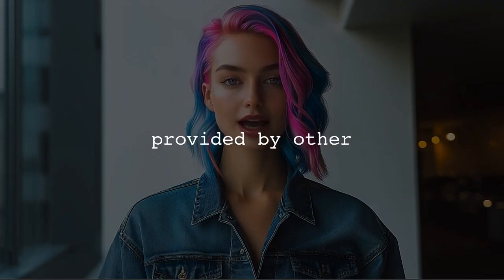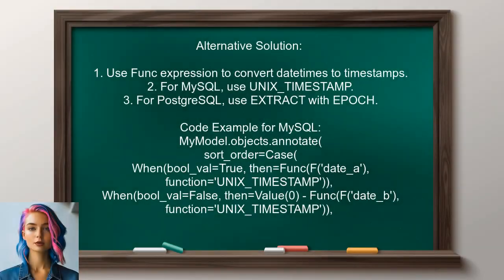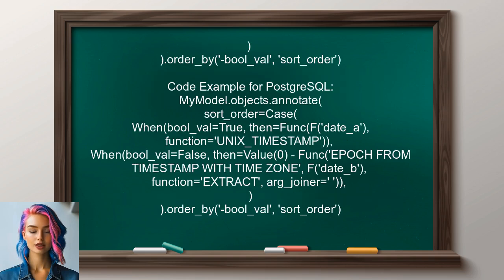Now let's look at the answers provided by other users. An alternative approach suggested by another user involves using a Func expression to convert your date-time fields into timestamps. This allows you to negate them for sorting. For MySQL, you can use the UNIX_TIMESTAMP function, while for PostgreSQL, you would use extract with epoch.